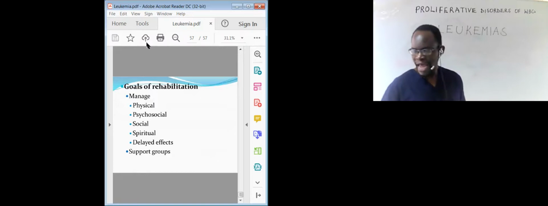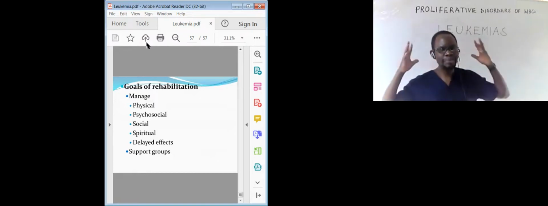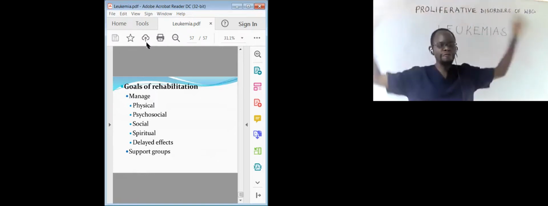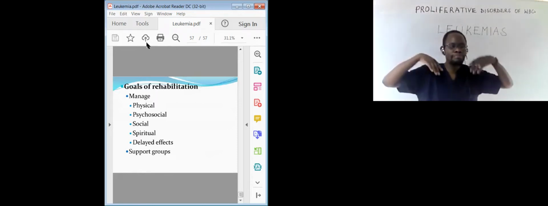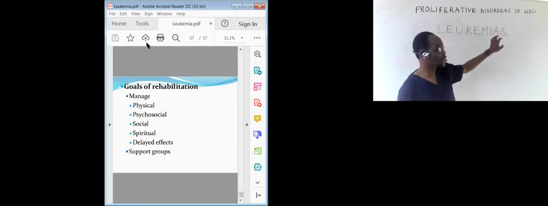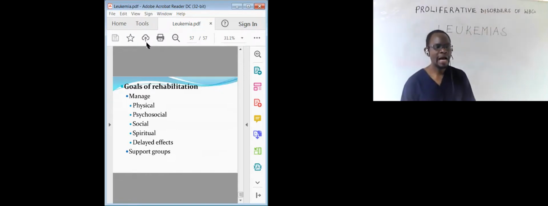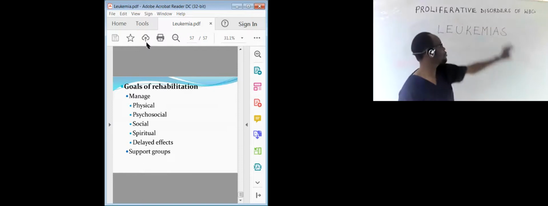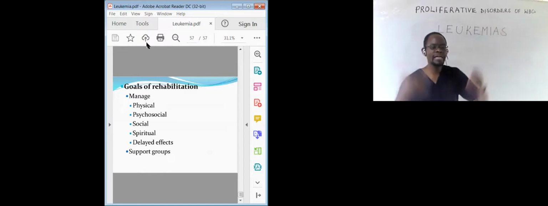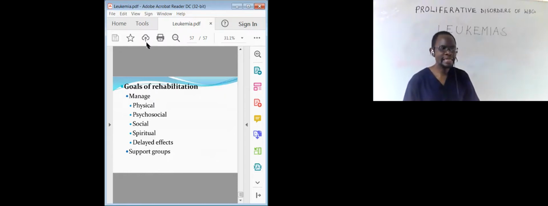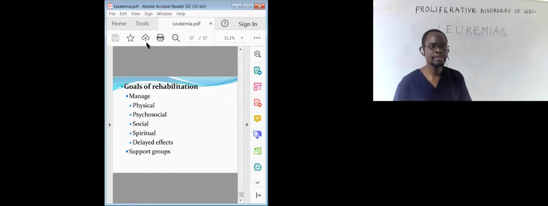So, ladies and gentlemen, that has been a brief, or you can call it a big, presentation about leukemias and proliferation of white blood cells. We started with this big topic and subdivided it into small topics, and we have just concluded the topic on leukemias. I hope you understand. Please make note.